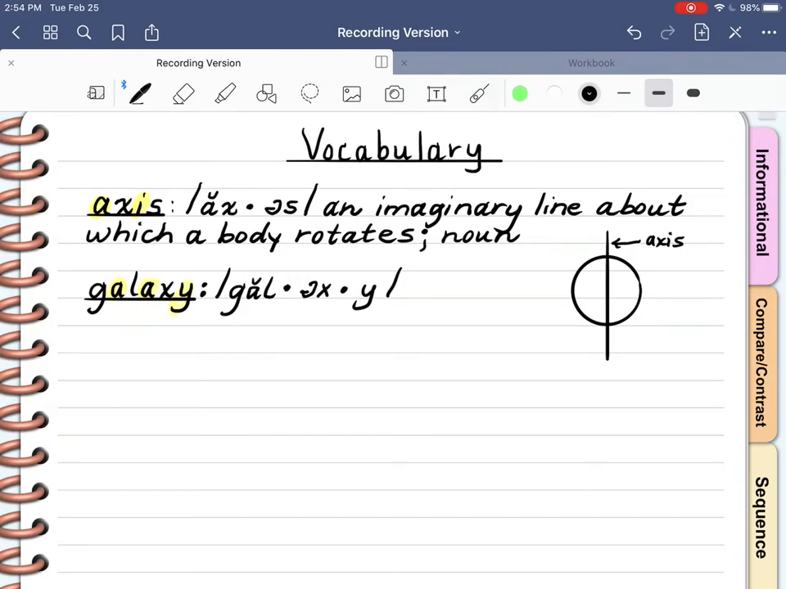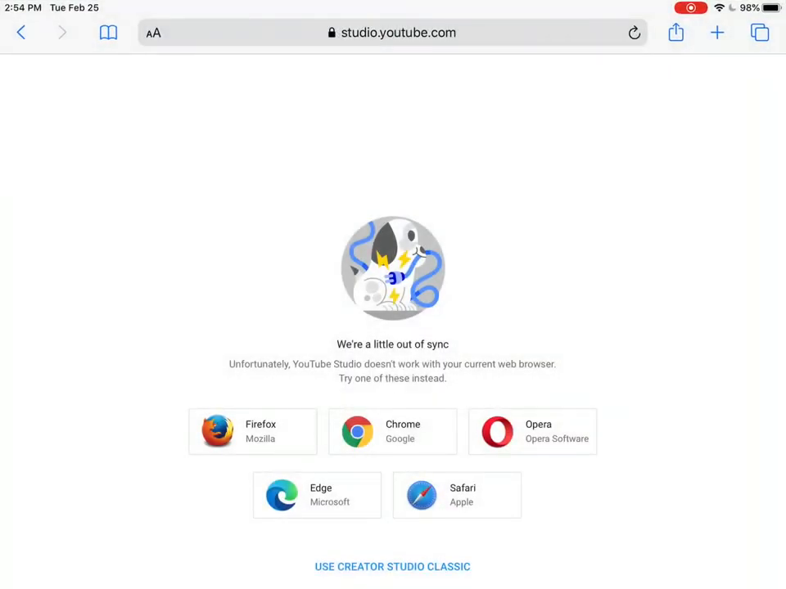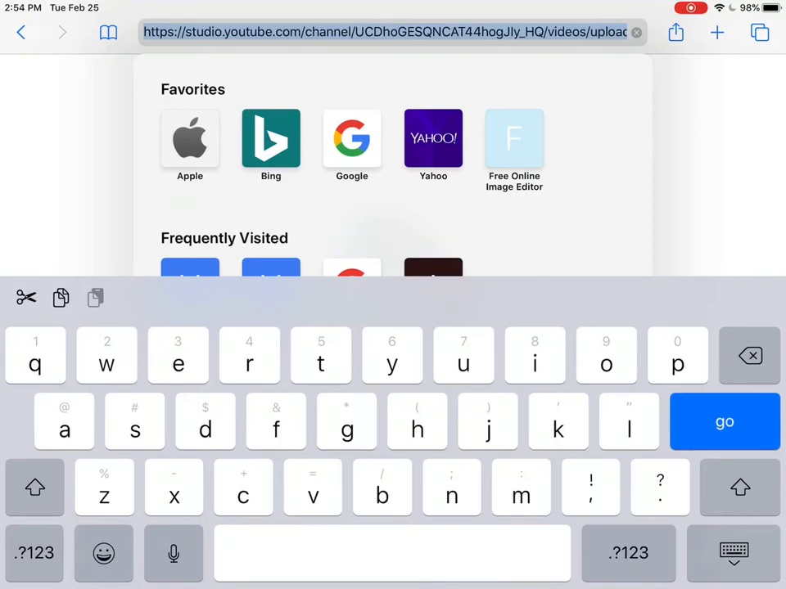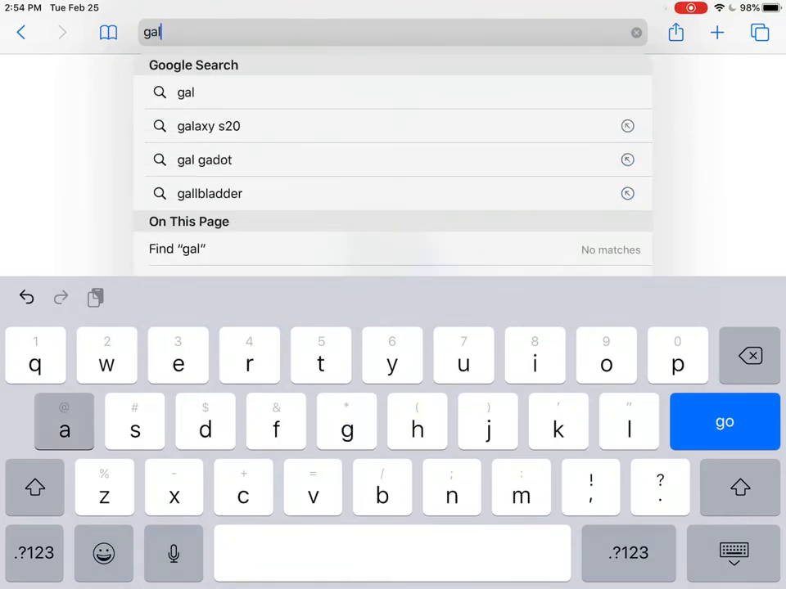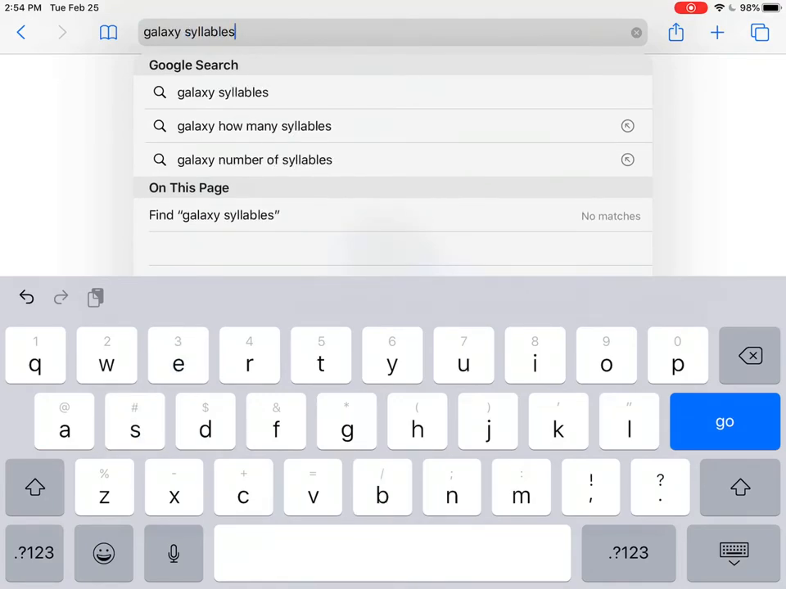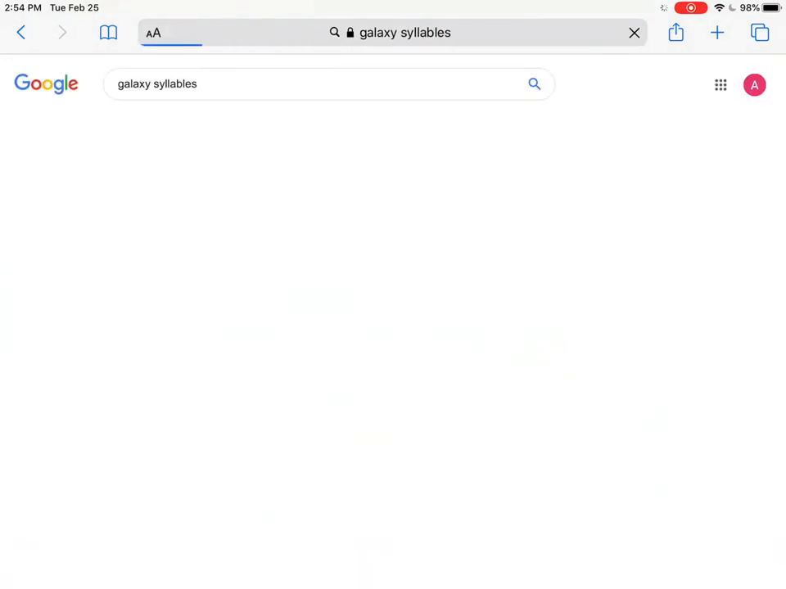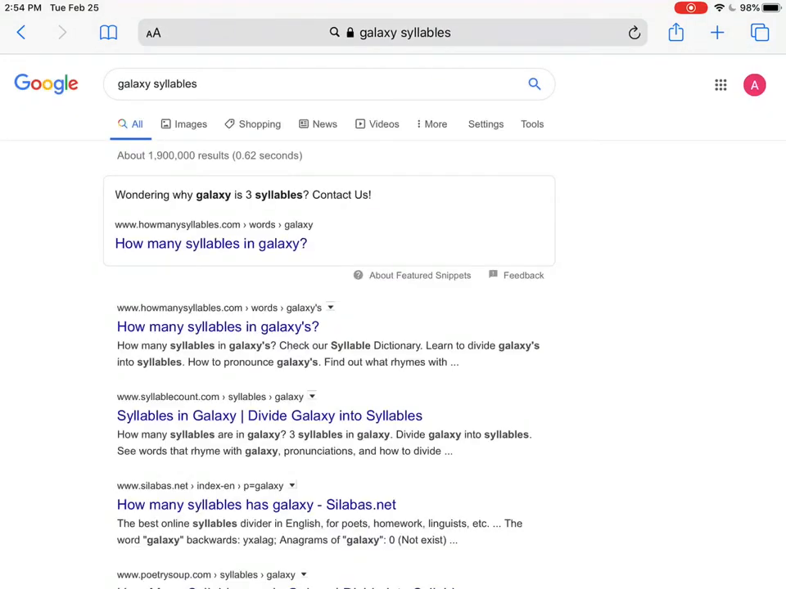I'm going to have to check this one. The Y does have a sound. I know that's right. But let's check our syllable breaks for this one. I'm pretty sure this is correct, but we need to be sure. So if I don't know, I always just go to my internet browser and I'm going to type the word that I want to look at and then the word syllables, because that will give me the syllable break. Galaxy syllables. And it says why is galaxy 3 syllables. Let's go ahead and click.